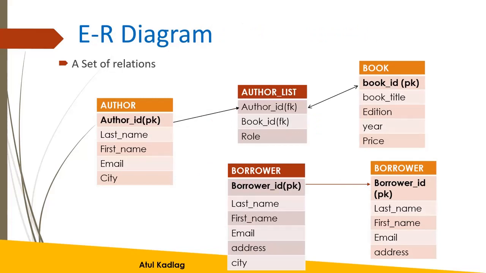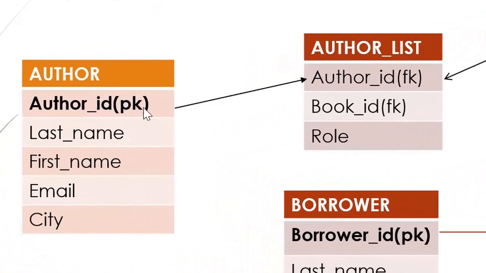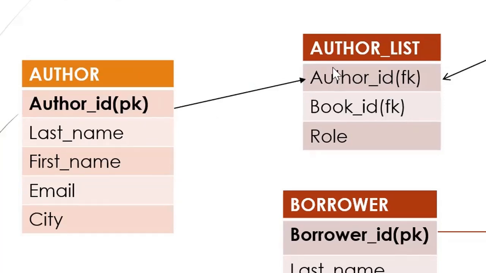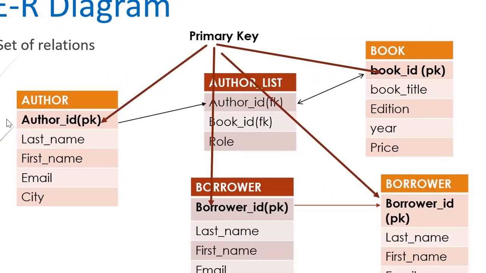Now, when it comes to the ER diagram, we can see there are different sets of relationships between different entities or different tables when we have designed the ER diagram, and we have author, author list, book, borrow. When we have such tables, we specify some relationships, and in this you can see some of the columns are like author ID is a PK, so primary key, and here it is FK, foreign key, author ID. So in every table, you can see the primary key is mentioned like this.